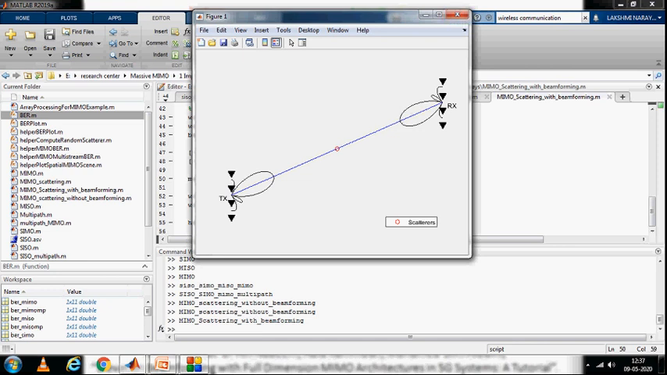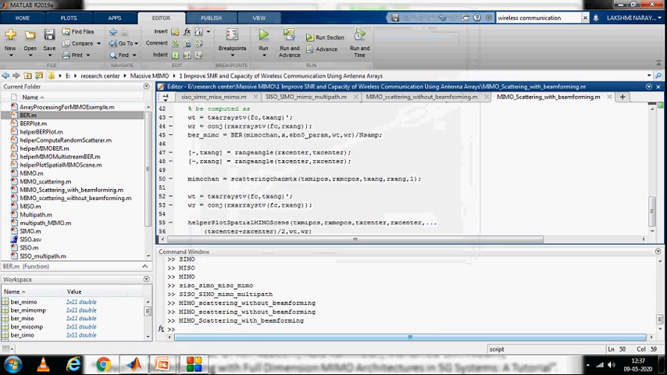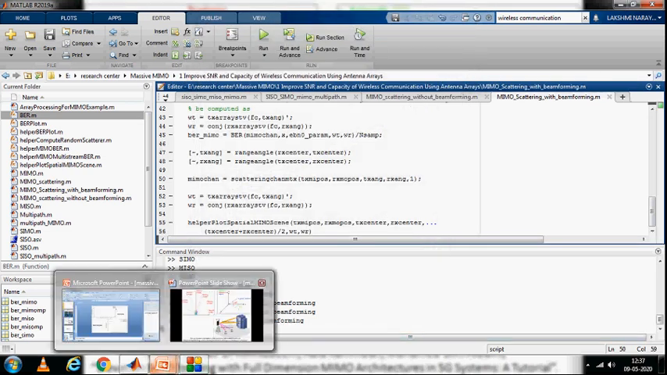Here you can observe the MIMO with 4 transmitter antennas and 4 receiver antennas. Whenever you are adding this beam forming, the line of sight parameter will improve. The system will offer you high energy efficiency and low bit error rate also. I hope this video will help you to understand about the multi-input, multi-output for wireless communication applications using MATLAB.